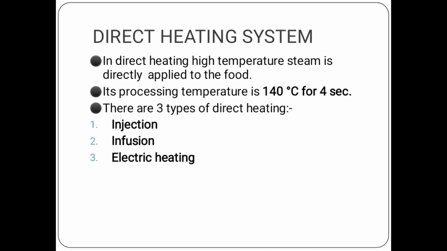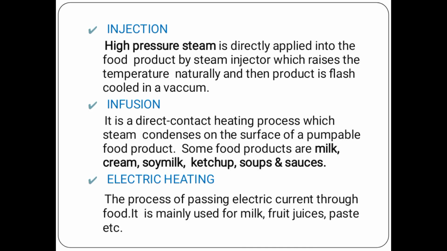And there are three types: injection, infusion and electric heating. In injection, high pressure steam is directly applied to the food product through a steam injector. And in infusion, a direct contact heating process in which steam condenses on the surface of pumpable food. Some food products, like milk, cream, soya milk and ketchup, are infused through steam.